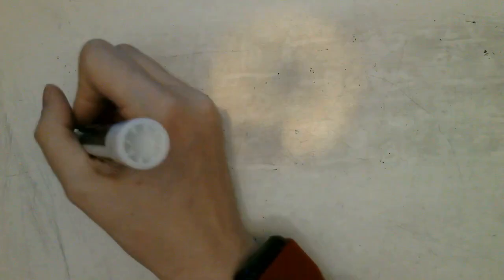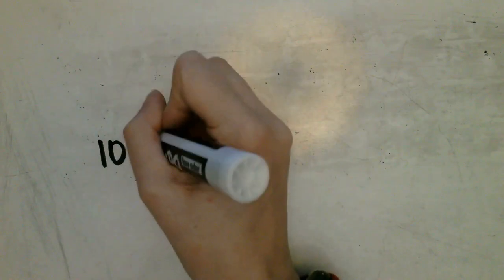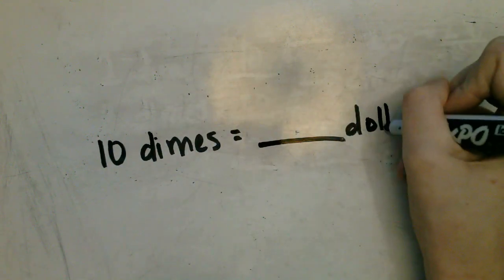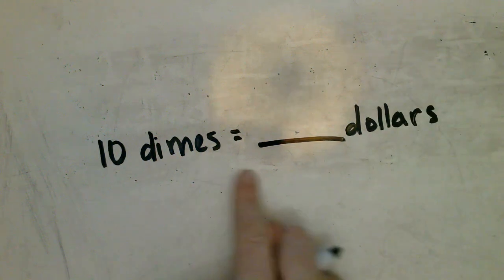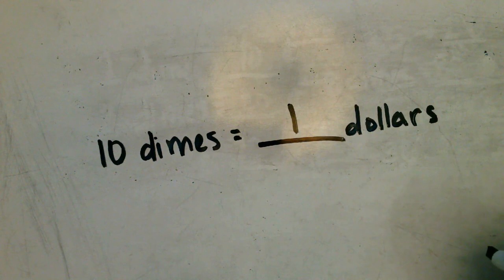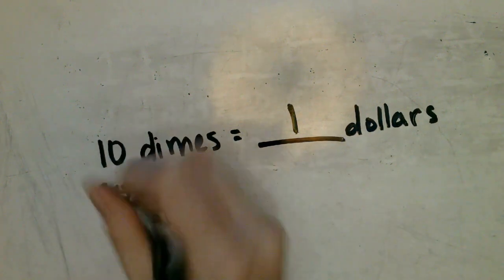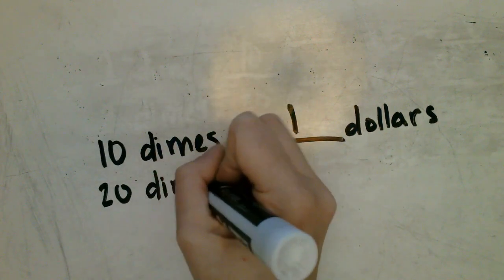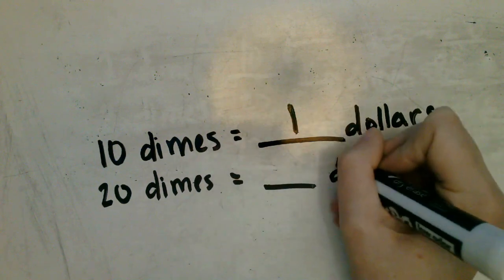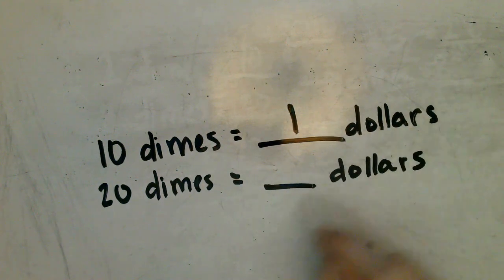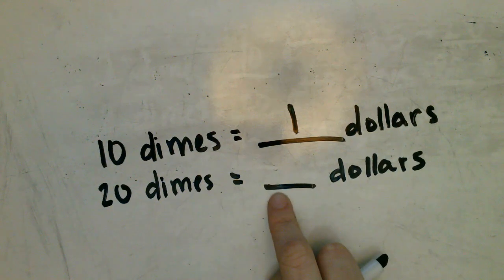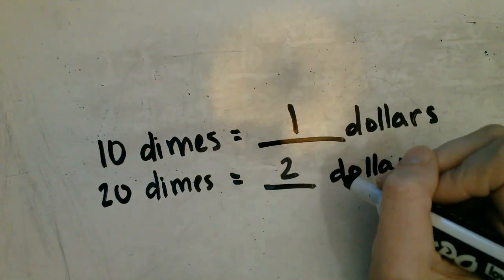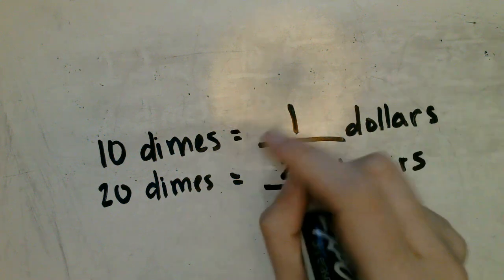Clear your whiteboards. Let's write the number sentence 10 dimes equals how many dollars? 10 dimes equals $1 if we were to count them all up. On your whiteboards, I want you to write that full number sentence, and then following it as we write the next one. 20 dimes equals how many dollars? Pause the video and write how many dollars 20 dimes equals. Good. 20 dimes equals $2. Good job, mathematicians. Let's switch it up.